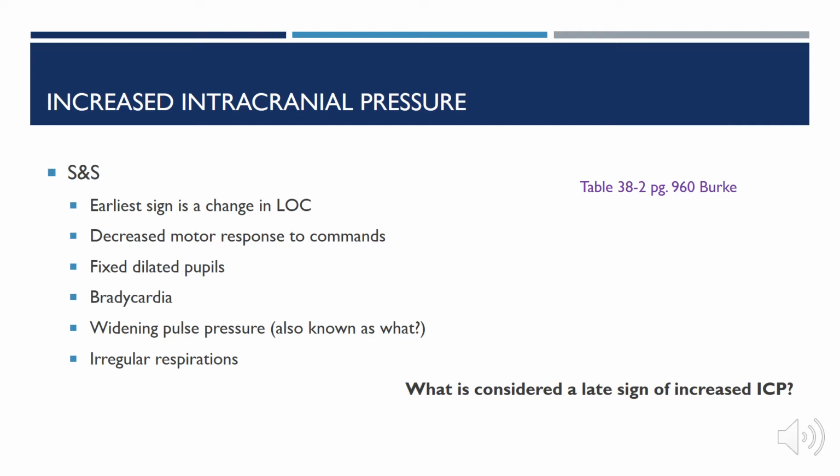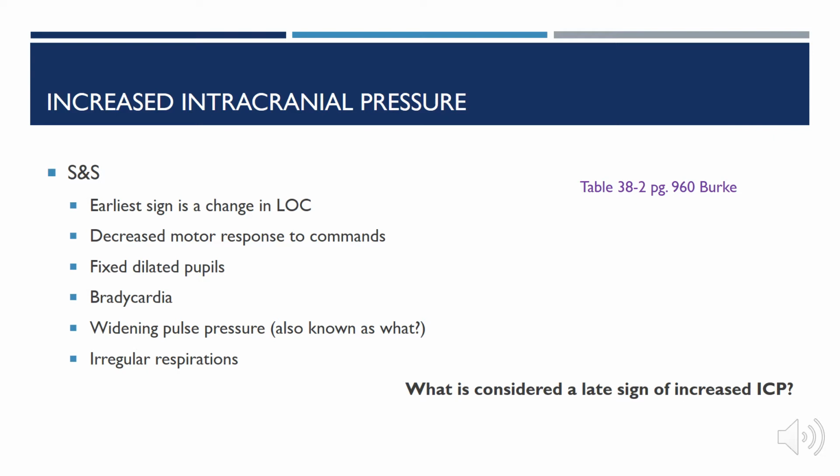So some signs and symptoms are on page 960 in Burke for you in table 38-2. There's early signs and there's late signs. So the earliest sign of this is a change in level of consciousness. Then we have decreased motor response to commands, fixed dilated pupils, bradycardia, and then we can have widened pulse pressure, which is a very severe thing, and irregular respirations.